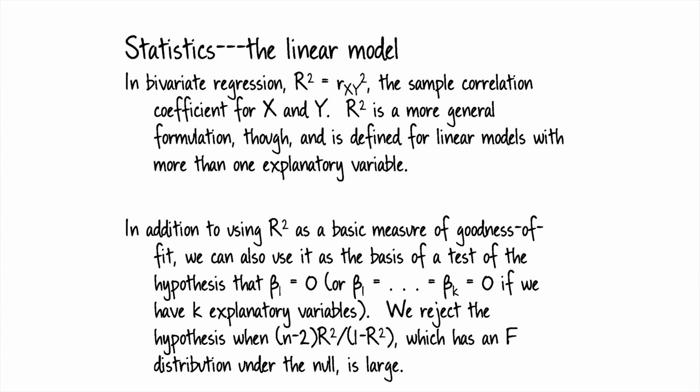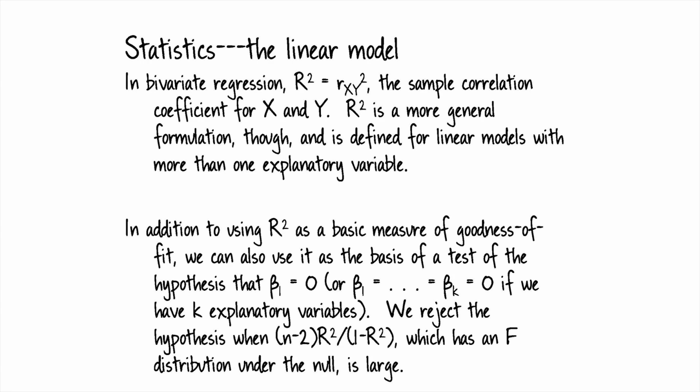Okay, so we've got this thing called R squared, and in a bivariate regression, so in the regressions we've seen so far that just have one explanatory variable, this R squared is actually equal to the sample correlation coefficient for x and y. So we have in fact seen this measure before. Why do we feel like we have to define this new goodness of fit measure for linear regression? Well, it is in fact a more general formulation, and it's defined for linear models with more than one explanatory variable. So when we get to multiple regression, we can define the R squared exactly the same way as we just defined it. Okay?